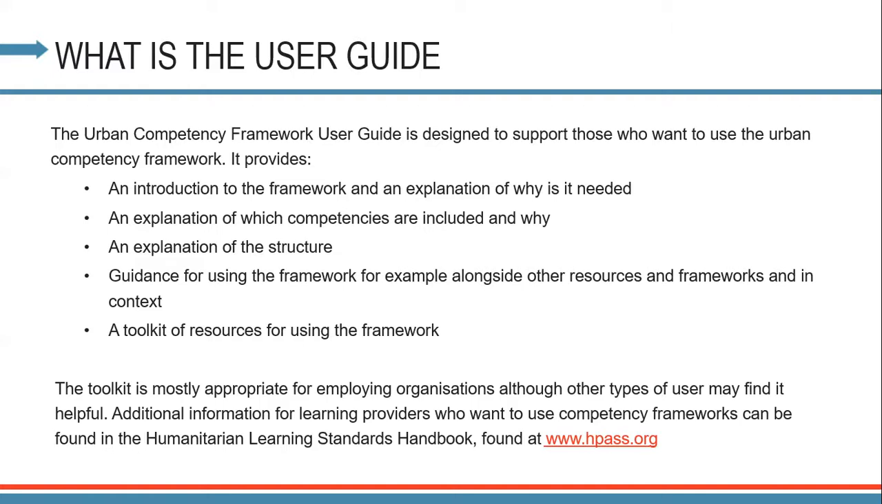The User Guide is designed to support those who wish to use the Urban Competency Framework and provides an introduction to what the framework is and why and how it was created, an explanation of which competency types, competency domains and competencies are included, and explains why and how these were selected. It provides an explanation of the structure of the framework, general guidance on using the framework, and a toolkit of resources that can be adapted as required. The toolkit is mostly appropriate for employing organisations, although other types of users may find it helpful.